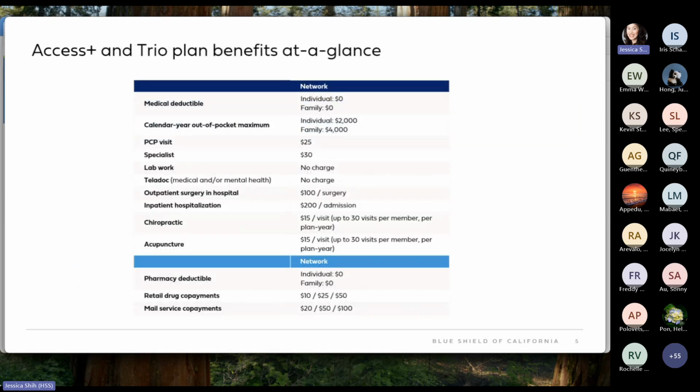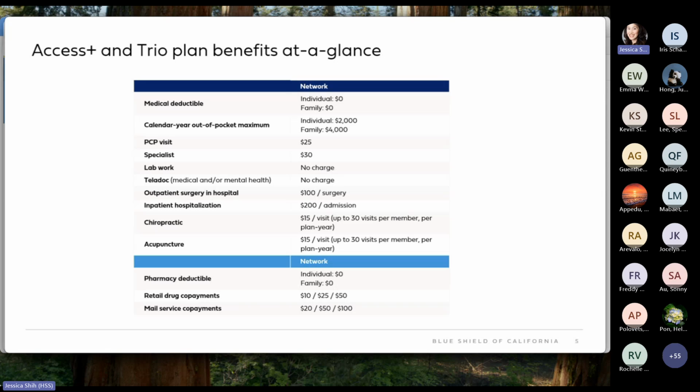Taking a high-level look at the benefits for the Access Plus and Trio plans, you'll see the benefits are the same. As I advised on the previous slide, the benefits are the same for both plans, with the network being the main difference between the two. Both have no deductible, with an out-of-pocket max of $2,000 individual and $4,000 family. Both have a $25 copay for PCP visits, a $30 copay for specialist visits, with lab work and Teladoc at a $0 copay. Outpatient surgery in a hospital is $100 per surgery, and inpatient hospitalization is $200 per admission.